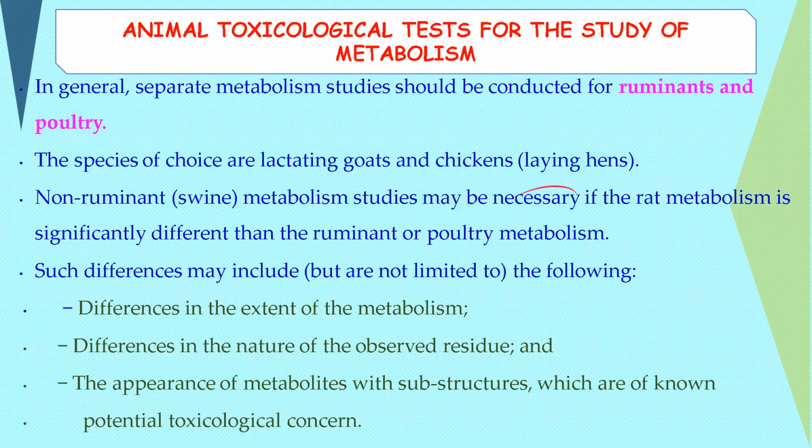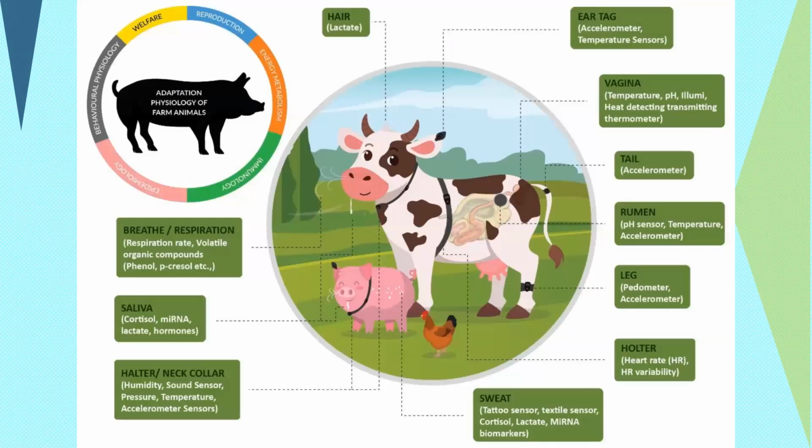Such differences may include, but are not limited to the following: number one, differences in the extent of the metabolism; number two, differences in the nature of the observed residues, because this may totally differ between rat and ruminants; and the appearance of metabolites with substructures which are known potential toxicological concerns. All these are more important.